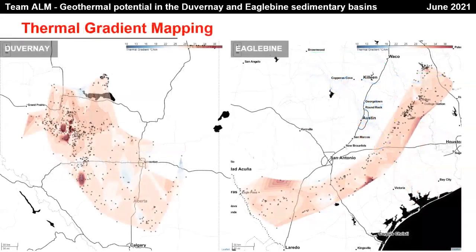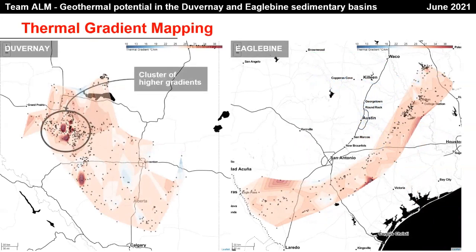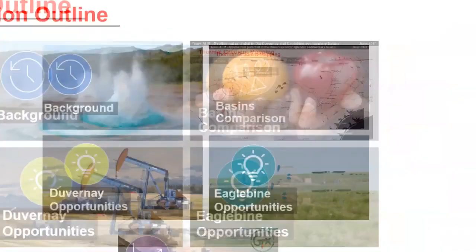Our machine learning model was used to impute those wells with missing temperatures to calculate thermal gradients. We noticed that there is a cluster of high gradient wells in the western flank of the basin, which coincides with the deeper part. It is similar in the Eaglebine, with the gradients being higher in the deeper eastern flank of the basin.